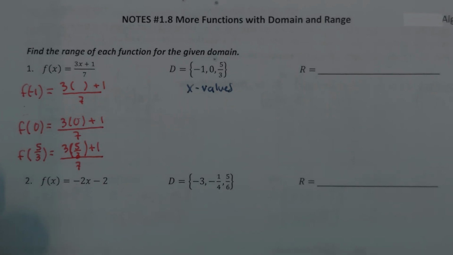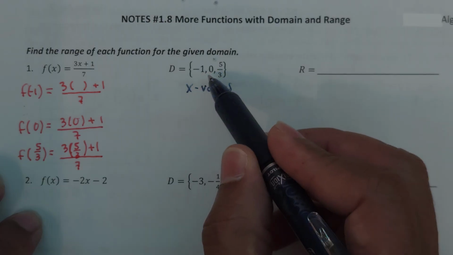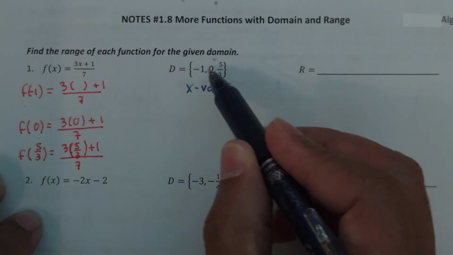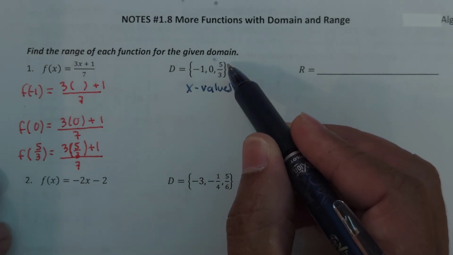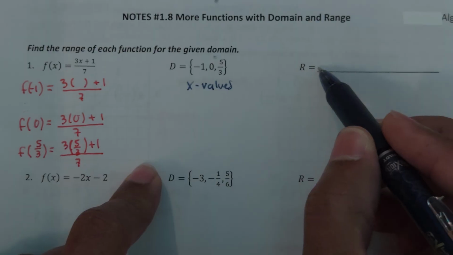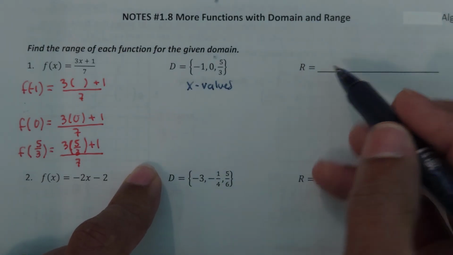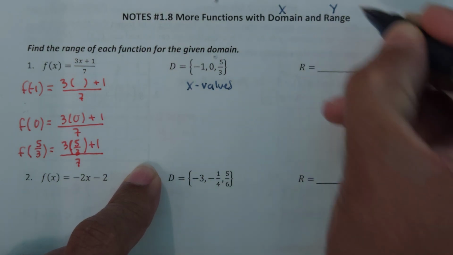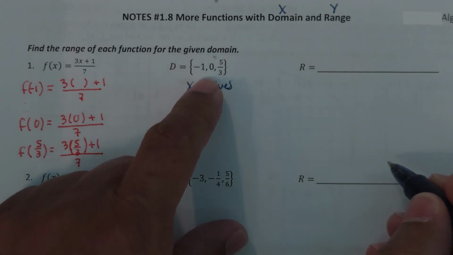So the difference in this video lesson in comparison to the previous one is we are given a discrete domain, which means we're given three values of x for this function as a domain, and what we need to do is find the y values to go with the range. Don't forget, domain is the x values and the range is the y values. So we need to find the y values that go with these x values.